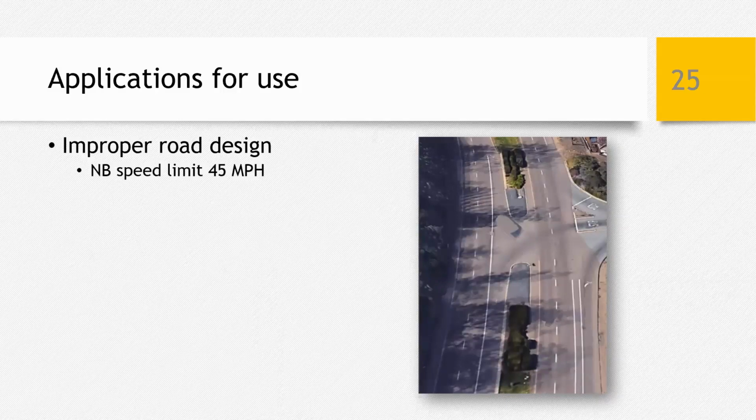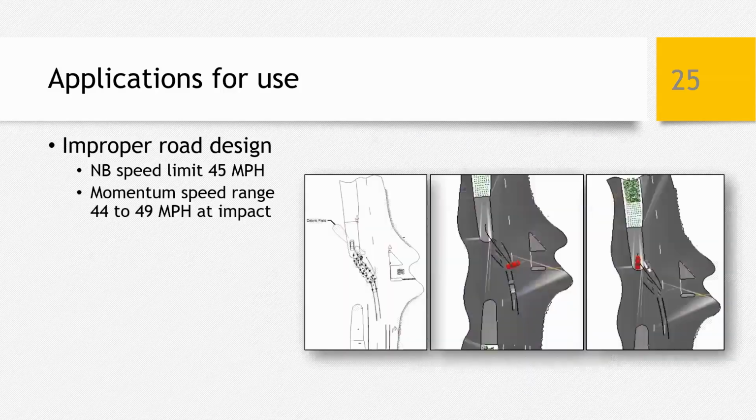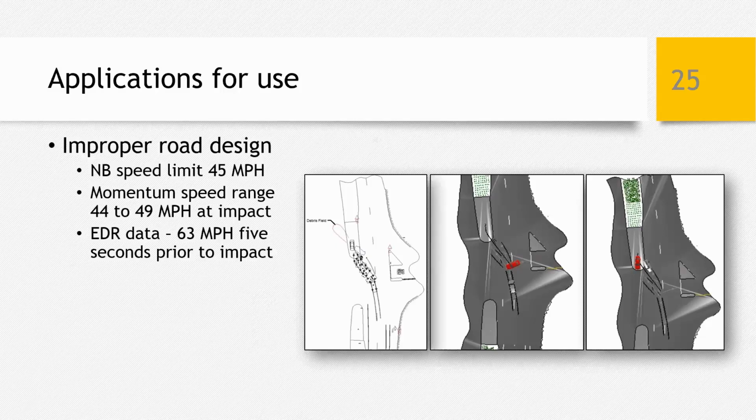In this example, the northbound speed limit's 45 miles per hour. A momentum analysis that you may have conducted yielded a speed range for the northbound car of, say, 44 to 49 miles per hour. Even on the high end, is 49 miles an hour an issue for you in a 45 zone? Not in most cases, but EDR data showed that the northbound car was traveling 63 miles per hour 5 seconds before impact.